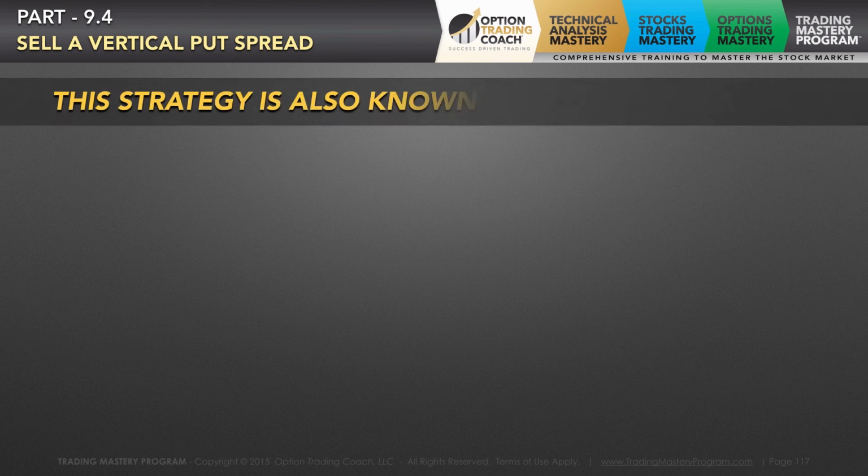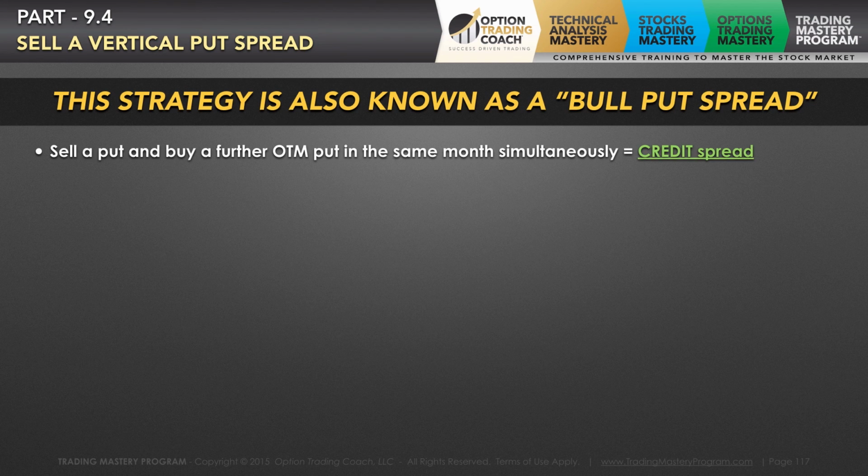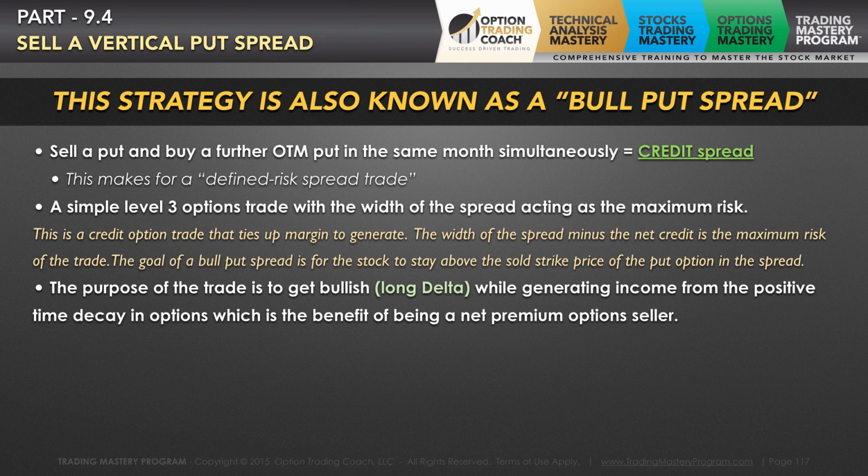Selling a vertical put spread, and this strategy is also known as a bull put spread or selling a bull put. In this strategy, not only are you selling a put, but you're buying a further out of the money put in the same month simultaneously, and this makes for a credit spread, but more so than that, a defined risk spread trade. And this is a simple level 3 trade that you can do with option privileges in your account. The purpose of this trade is to get bullish or long delta while being able to generate income with that positive theta from the positive time decay in options. That's the benefit of being a net premium option seller, and that's what comes with credit spreads.